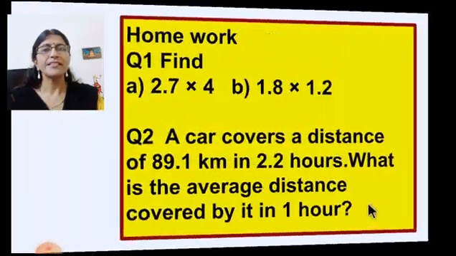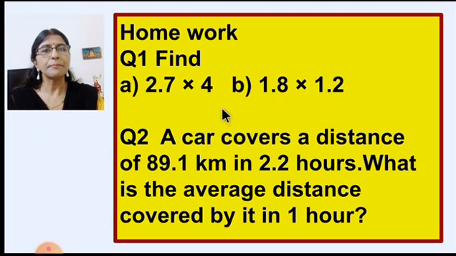Now children, this is your homework for today. Two simple multiplications are given. You try to do them. And then this is a word problem. A car covers a distance of 89.1 kilometers in 2.2 hours. What is the average distance covered by it in 1 hour? So what will you do? Multiplication or division, you think and solve it.